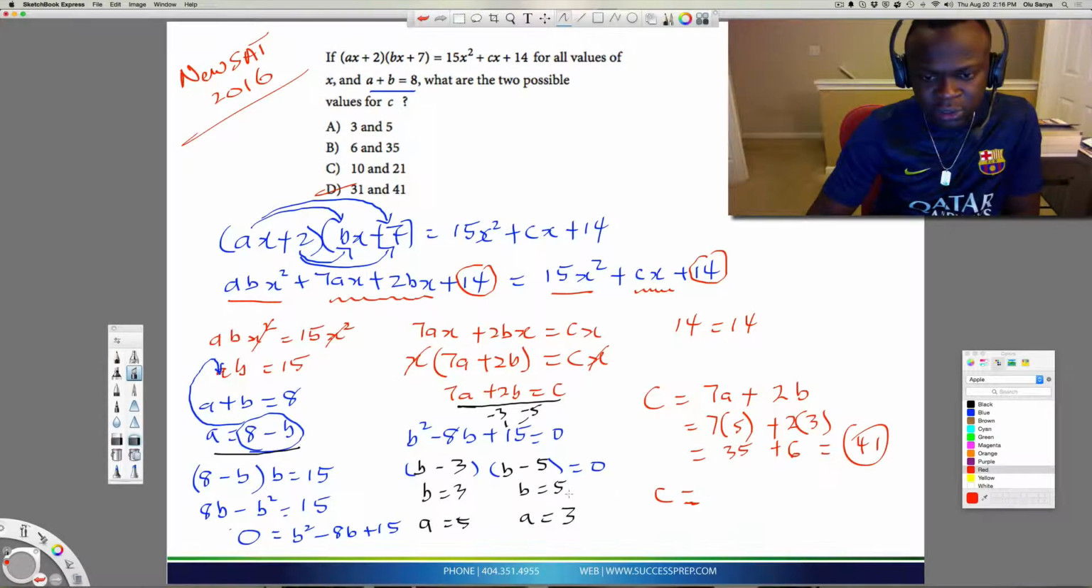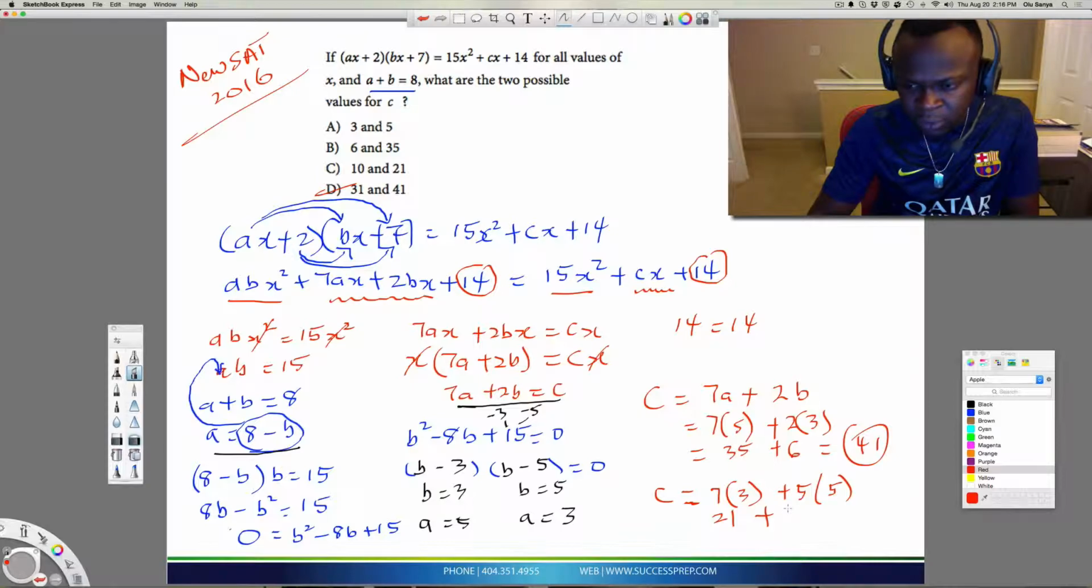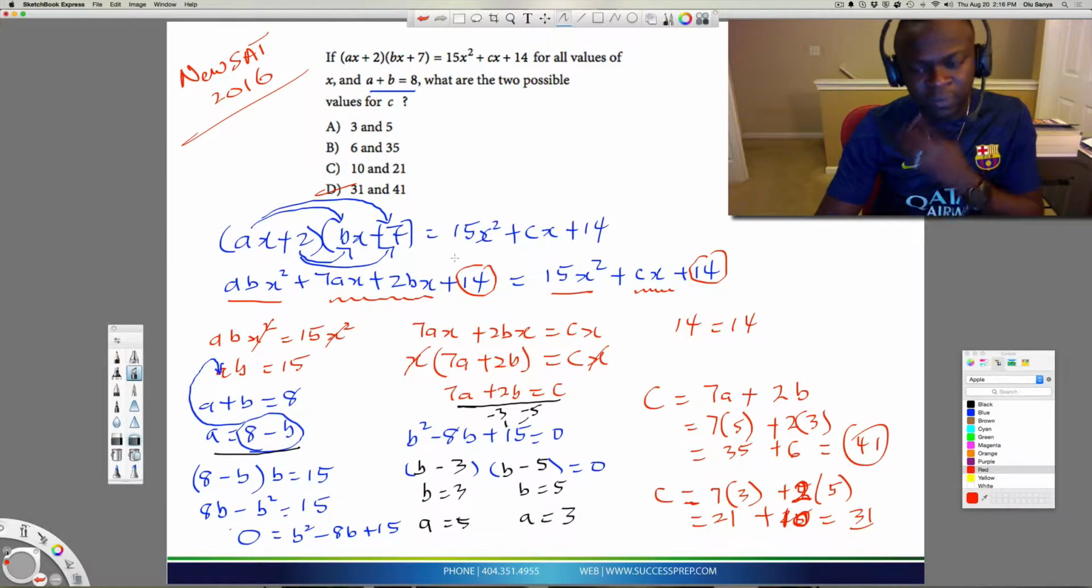But just to finish this question out, if I plugged in this set of a and b here, it would be 7 with the 3, and it would be 2 with the b that I'm using, which is 5 there. And this should be 21, and I did something wrong. This is not 5 times 5, this is 2 times 5. This is actually 10. Okay, so it's 21 plus 10, which is 31. So as you can see, it confirms that D is the answer.